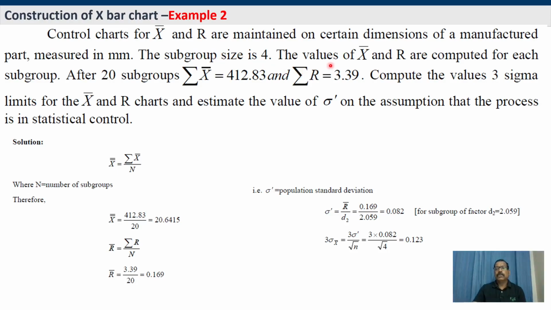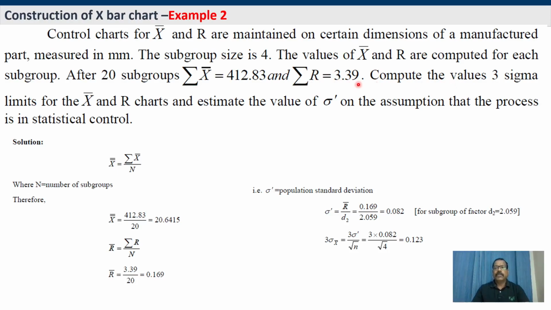Subgroup size is 4. Values of X bar and R are computed for each subgroup. After 20 subgroups, instead of giving data points, they directly give the summation of X bar data and the summation of R data. So once you have the summation of X bar and the summation of R, you can calculate the X double bar and R bar.